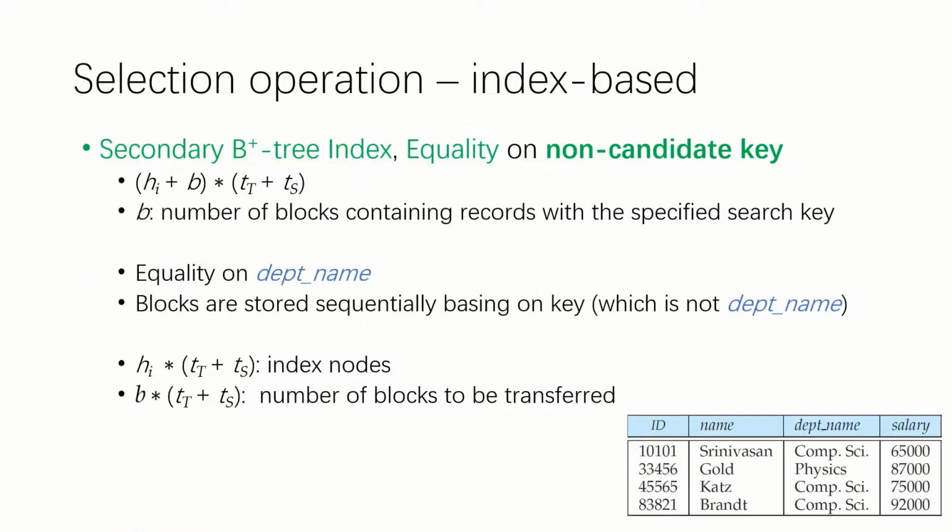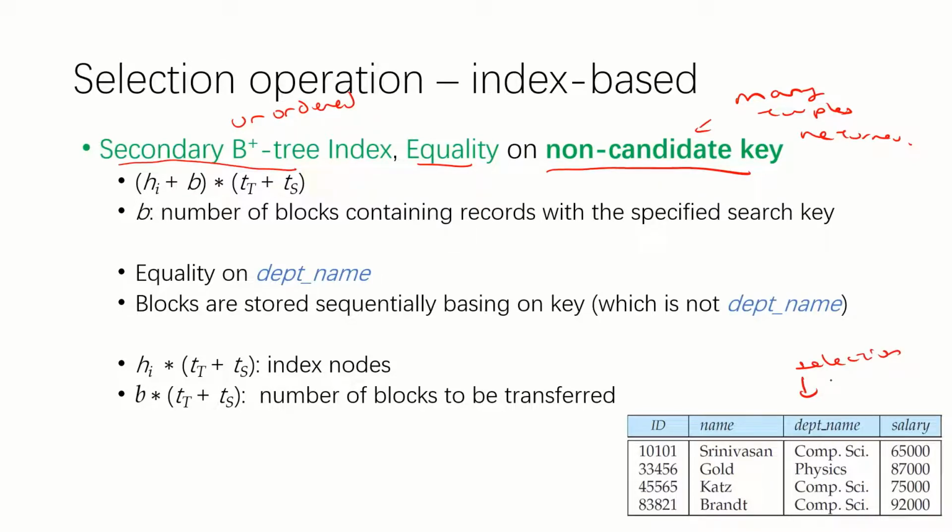Okay, let's move on. So right now we have a secondary B+ tree index and the equality is on the non-candidate key. So things are getting more and more complex. We notice that it's secondary, so it is unordered. Equality on a non-candidate key means that there are many tuples returned. So an example would be this, whereby I'm trying to do a selection on department name.